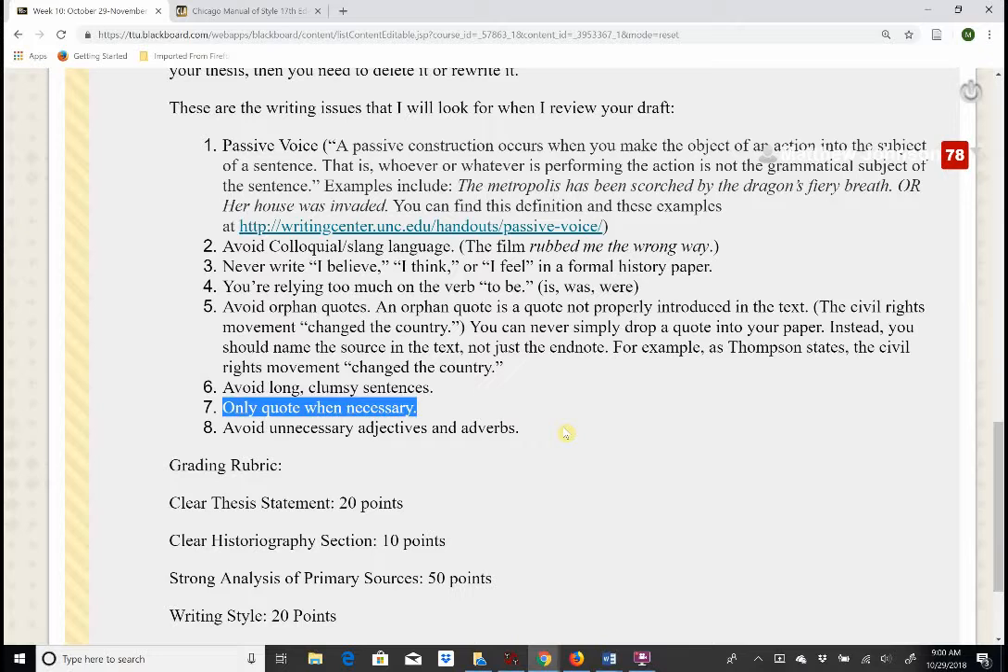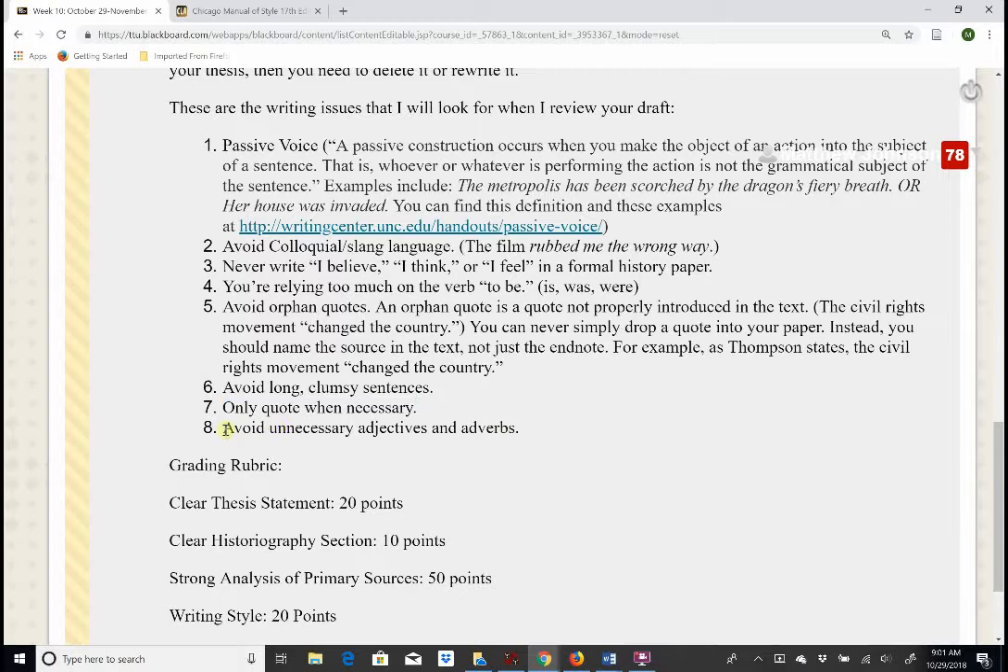Okay, and so clearly, some quotes are great, but whenever you quote, you take away your own voice. All right, and we want your voice to be prominent in this paper. So think about, if you're inserting a quote, is it absolutely necessary? Does it add something that you couldn't just add by paraphrasing or writing it a different way?